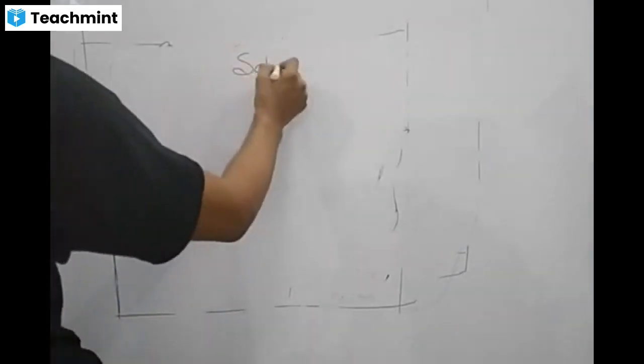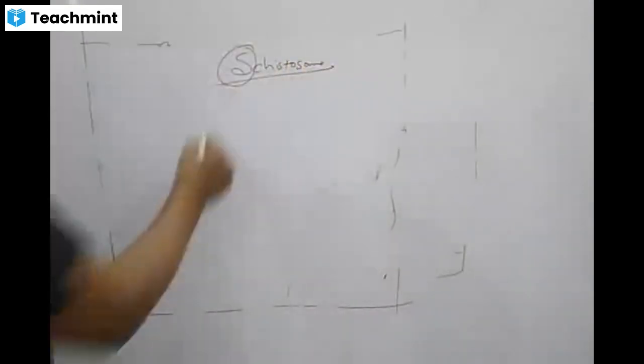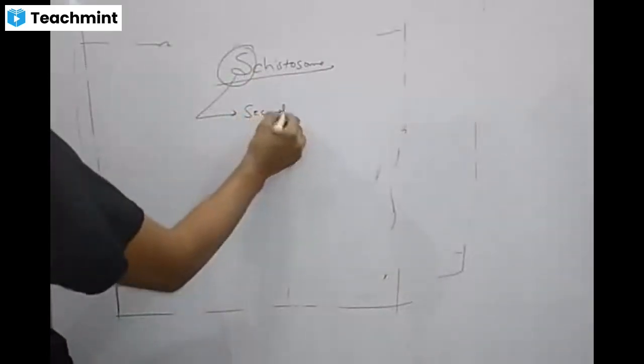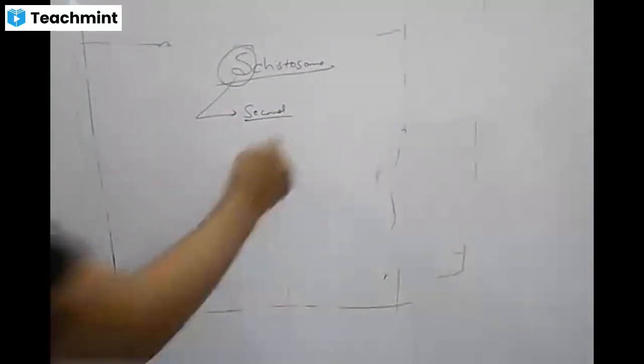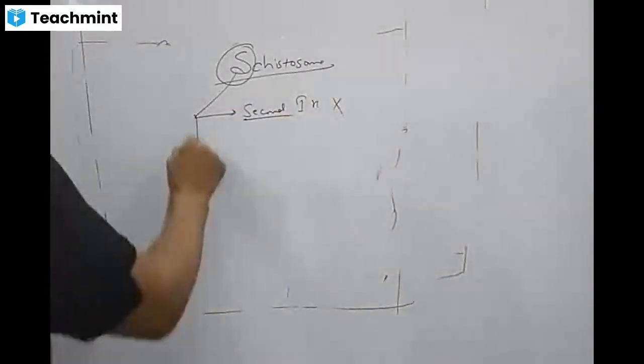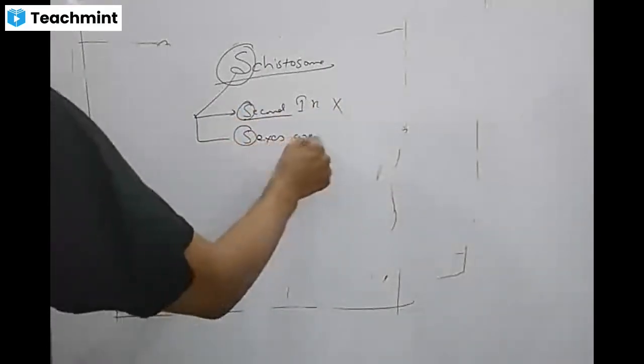Your last trematode is Schistosoma. What is special about that? Remember this S. This S will give you 4 to 5 MCQs. Second, intermediate host absent. Then again S: sexes are separate.